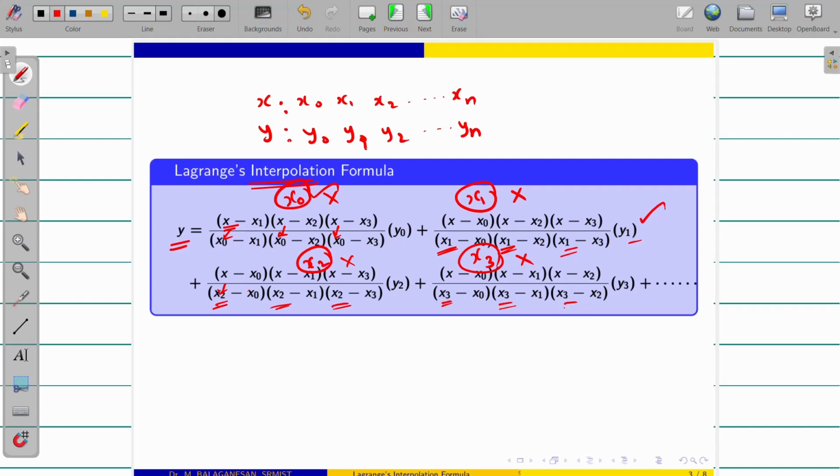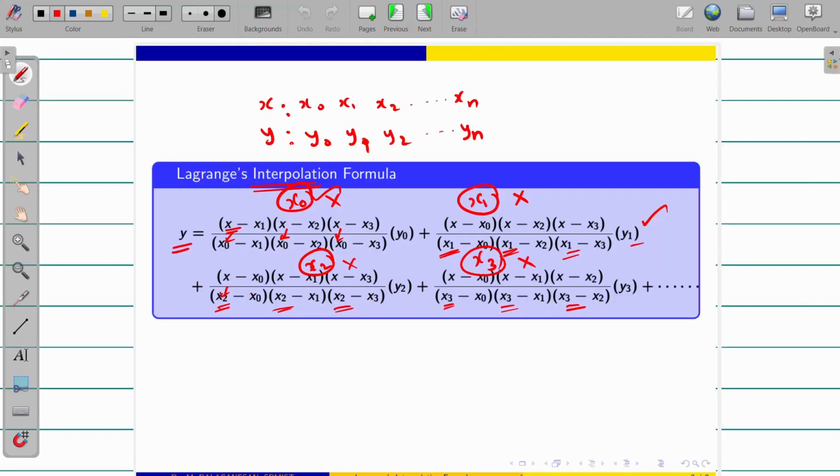I hope you have understood. So in the numerator, x0 is missing here, so replace x by x0 in the denominator. The other signs and the rest of the values are similar, multiplied by y0. Plus, x1 is missing in the numerator, so replace x by x1 in the denominator. Everything else will be similar, into y1. Likewise, you have to write the rest of the terms. So this is the concept we have in Lagrange's interpolation formula.